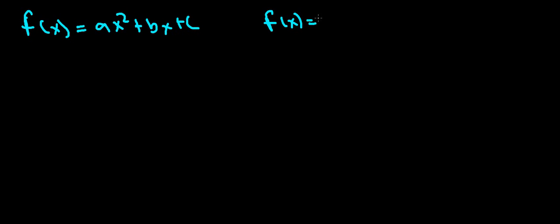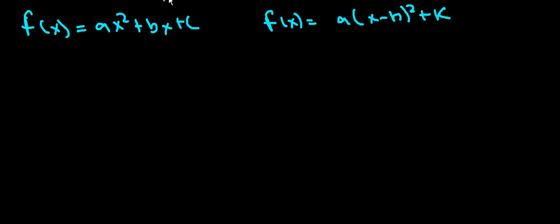Quadratic functions are equations in the form of f of x is equal to ax squared plus bx plus c. But we've seen them mainly so far in the form of f of x is equal to a times (x minus h) squared plus k. And that's mainly because we've been doing transformations.